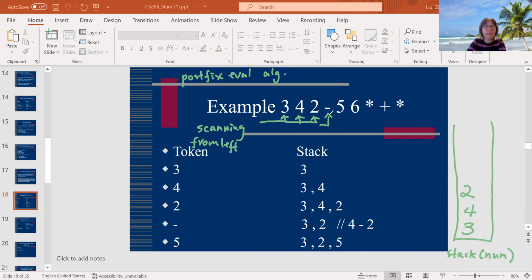Next one is an operator. If it is an operator, you need to pop 2 numbers out. You get 2 out. And then you get 4 out. Okay, you get 4 out. So the first one get out, put it to the right.